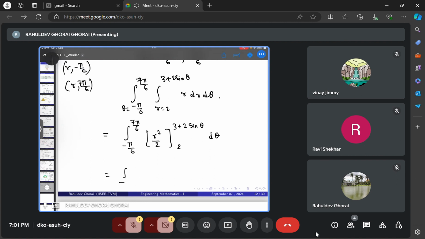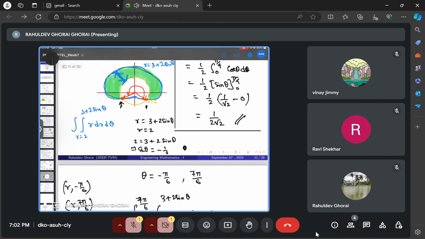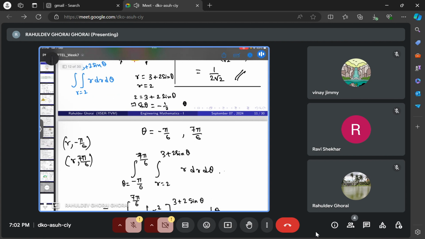I mean, you can evaluate it now, it will be easy. From minus pi over 6 to 7 pi over 6, it will be 3 plus 2 sine theta. It now becomes a single integration, I mean, integration in one variable, right? Minus 4 times d theta. So whatever value comes, that will be the answer. This is not a big deal, but up to evaluating this term, it was very important: how to get this limit and what to do.